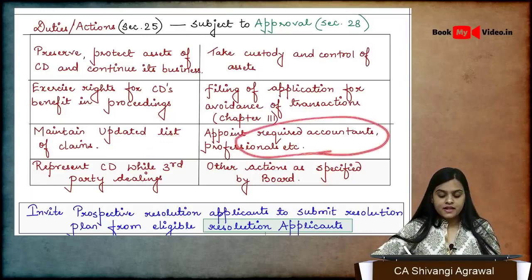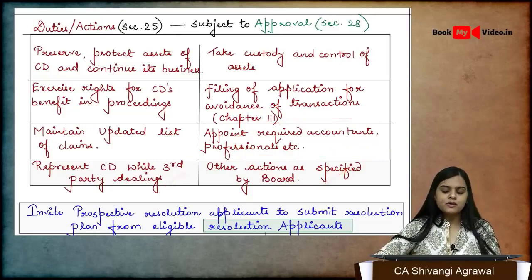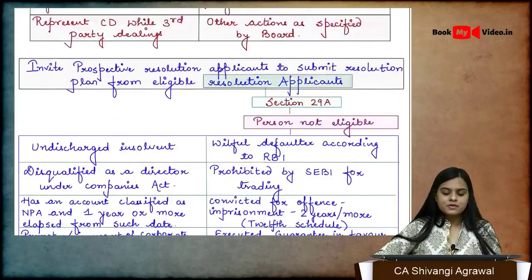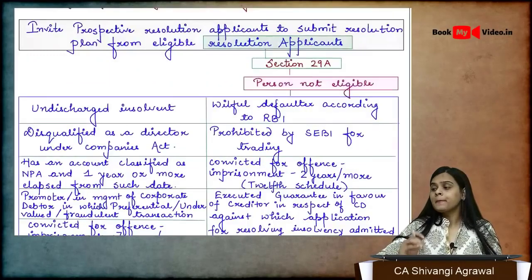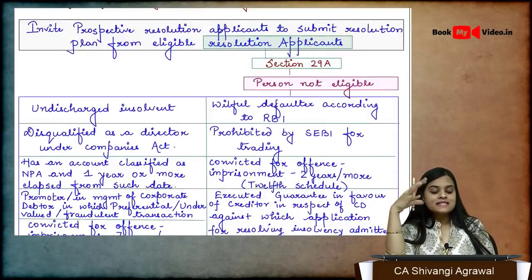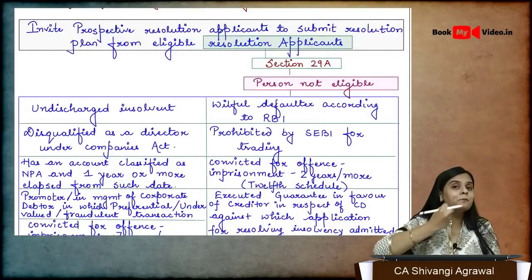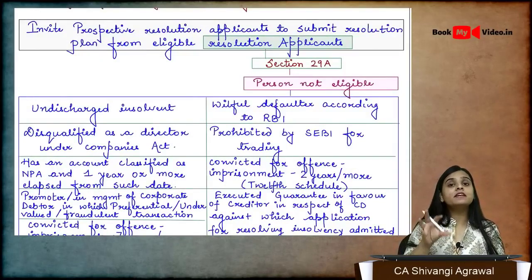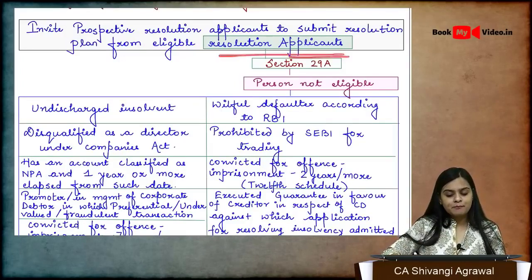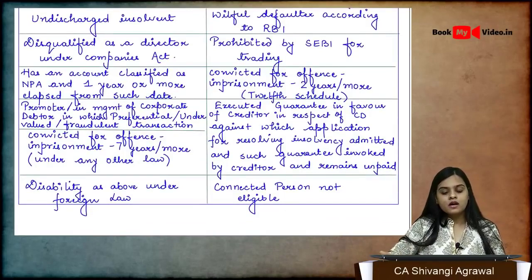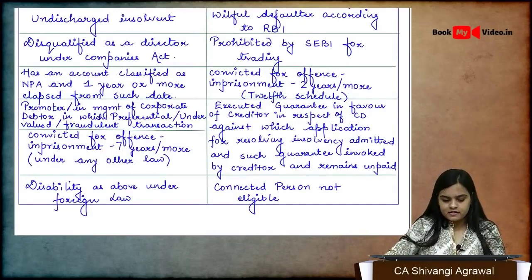You can appoint any professional you need. You have to represent the corporate debtor in third party dealings, and perform other actions as specified by the board. So these are all theoretical things, right? Now the next important step is inviting resolution plans. You have prepared the information memorandum, and that includes all the details needed to formulate a plan. There are certain persons who are not eligible to be resolution applicants, given under section 29A.